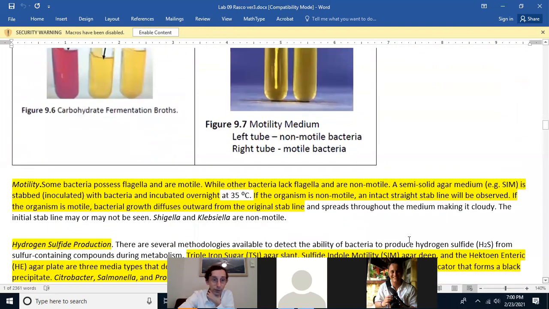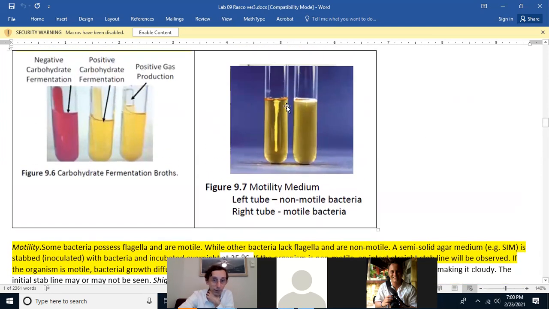All right, the next one we're doing is motility. Some bacteria produce flagella and they are motile. If they lack the flagella, they are non-motile. If the bacteria are non-motile, they will only grow in the stab in the motility media. This is a semi-solid media with a consistency of thin jello, so it's jello and it wobbles.